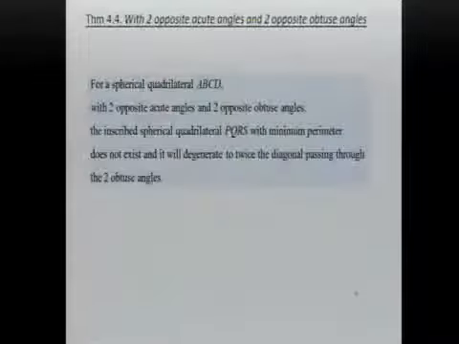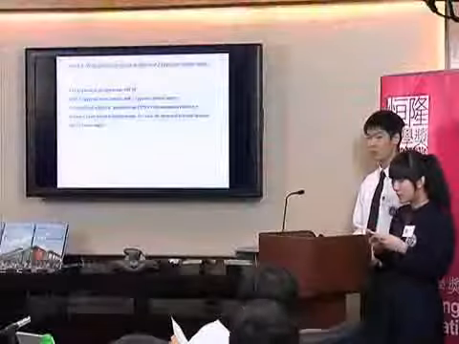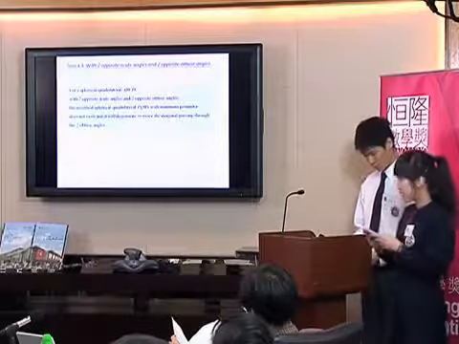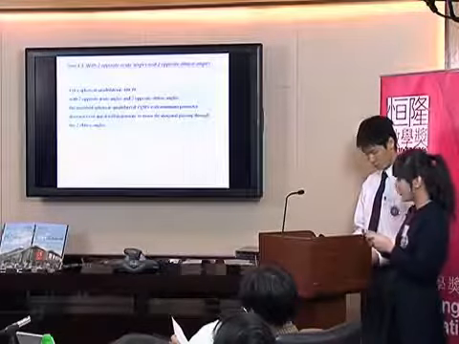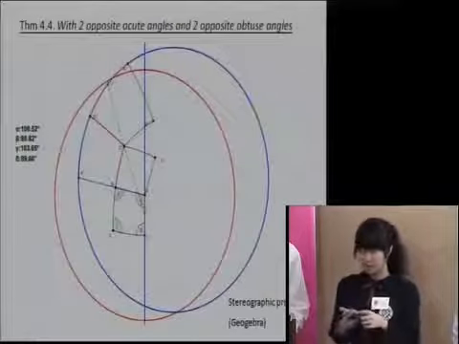In the second case, a spherical quadrilateral with 2 opposite acute angles and 2 obtuse angles, we can use a similar approach as the first case to prove the degenerated solution is twice the diagonal passing through the 2 obtuse angles. Again, one example is attached.